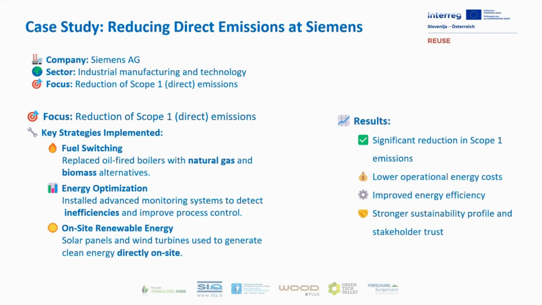Then energy optimization, using advanced monitoring systems to detect inefficiencies and reduce unnecessary fuel use, and on-site renewable energy, installing solar power plants and wind turbines to generate electricity for their operations. So as a result, Siemens has not only reduced its direct emissions, but also achieved cost savings. Their proactive approach is a great example of how industrial companies can address emissions while also improving their bottom line.